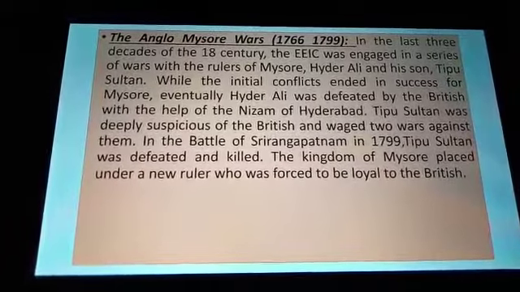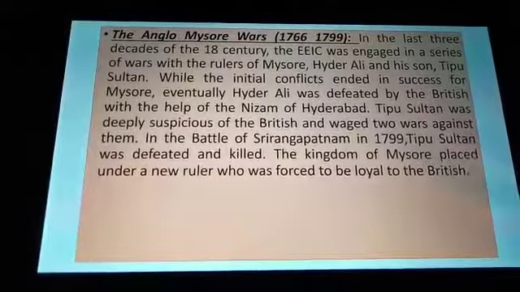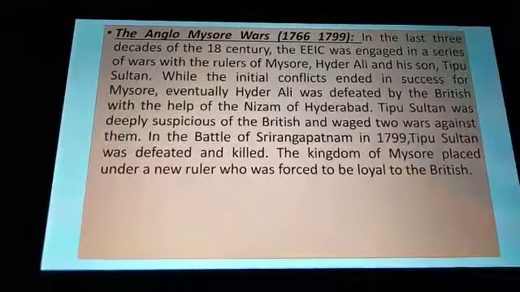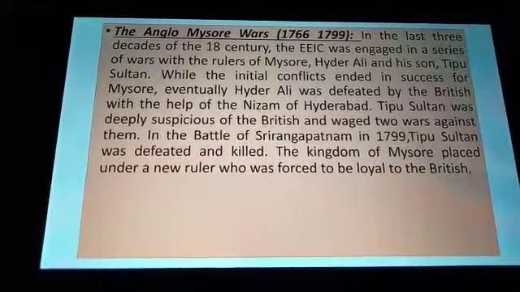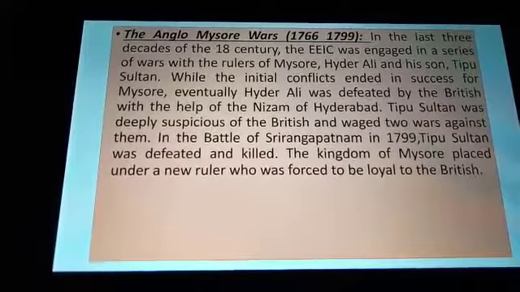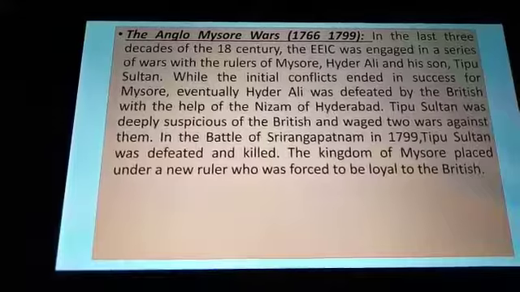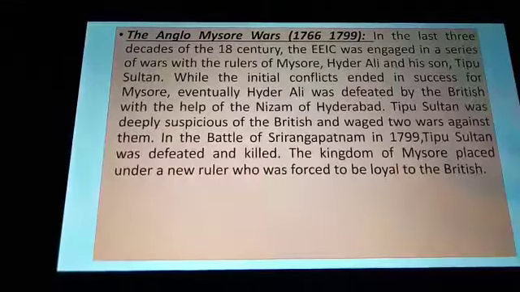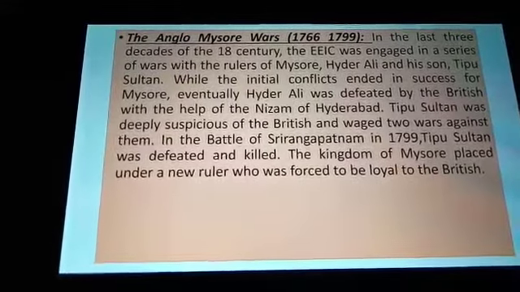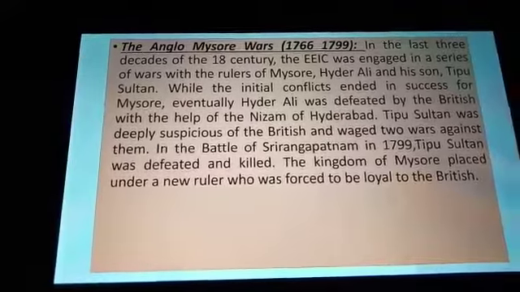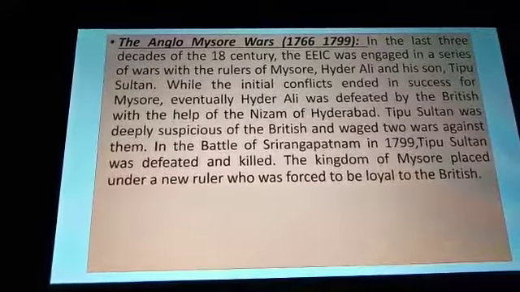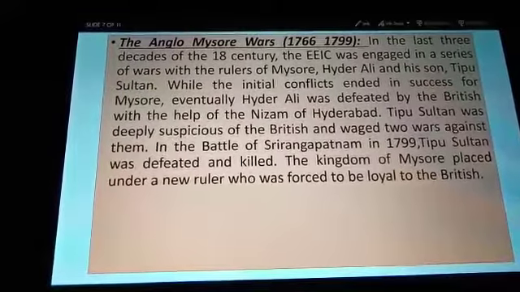Tipu Sultan was deeply suspicious of the British and waged 2 wars against them. In the Battle of Srirangapatnam in 1799, Tipu Sultan was defeated and killed. The kingdom of Mysore was placed under a new ruler who was forced to be loyal to the British.